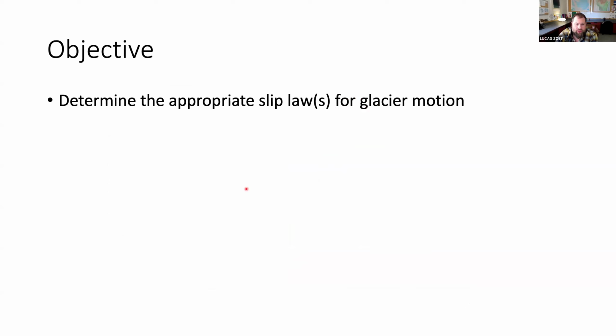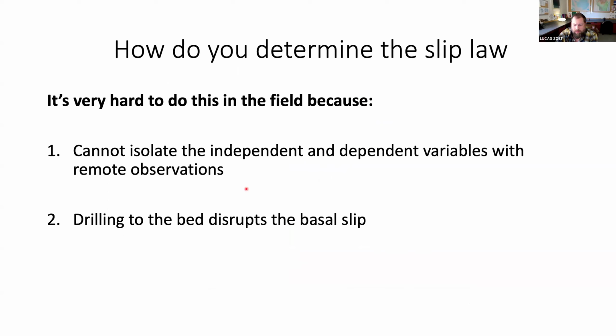So the objective here is to determine the appropriate slip law or laws for glacier motion for different types of bed conditions over time. This talk is going to be focused on how we do it a lot of the time at Wisconsin and other collaborating institutes that are listed there. It's a combination of experiments in the field and experiments and theory development. The reason we do it this way is because it's really hard to figure this out in the field. It's really hard to figure out what the slip law is just from looking at the field data.